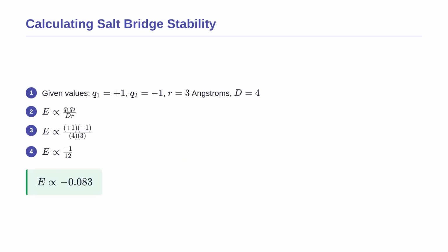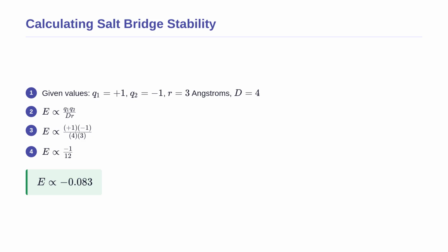Let us apply Coulomb's law to a specific salt bridge. Imagine a positively charged lysine with a charge of +1 and a negatively charged glutamate with a charge of -1. They are located deep inside the hydrophobic core, separated by a distance of 3 angstroms, with a dielectric constant of 4. We want to find the proportional electrostatic energy, ignoring the constant K to focus on the variables.